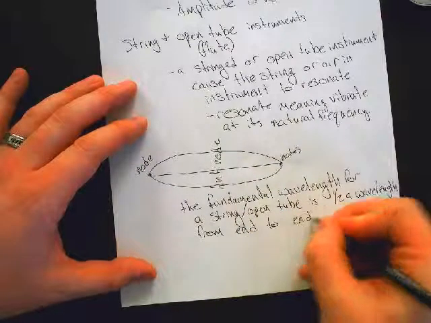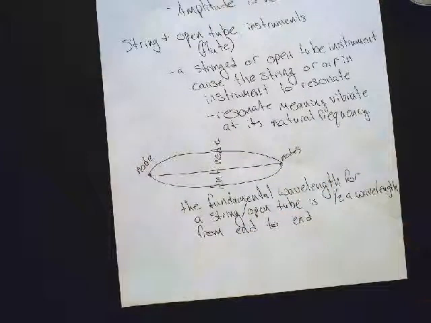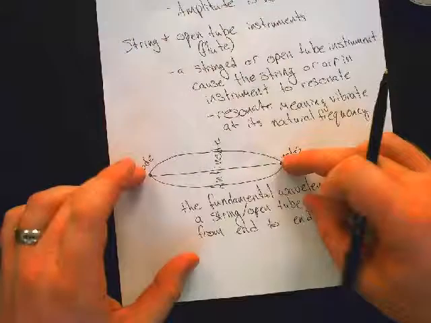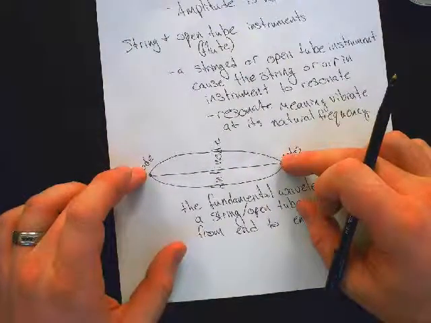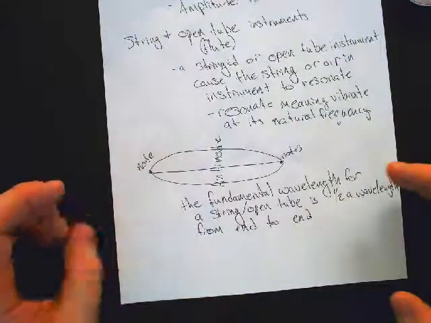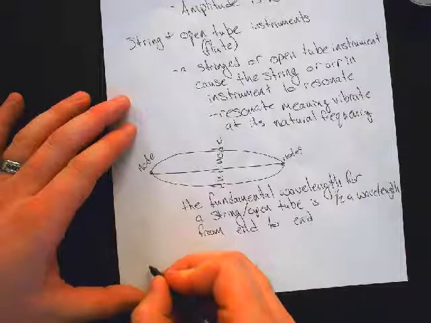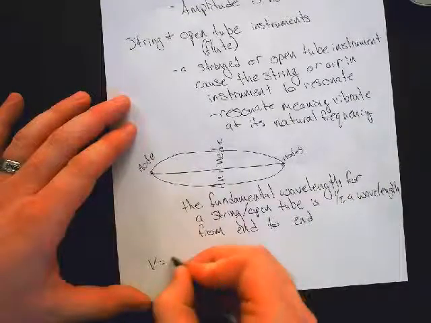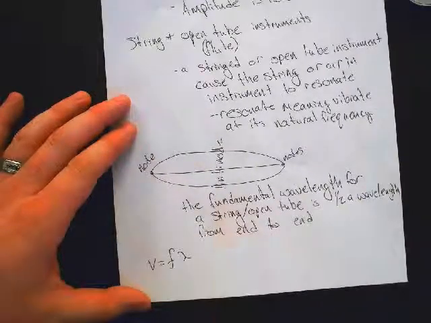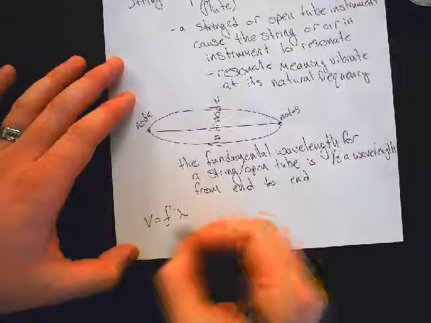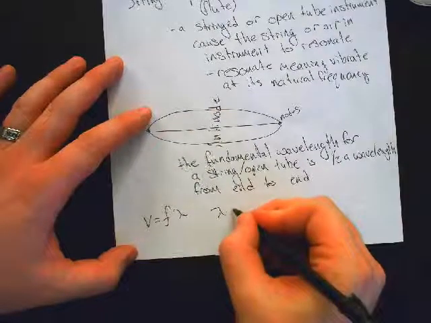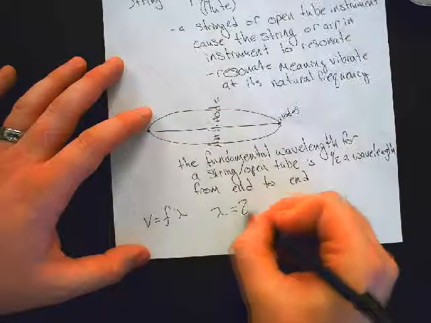So if I wanted to actually measure the wavelength of the sound wave being produced, how would it relate to, say, the length of my string in this case? It'd be double the length of the string. Okay? So if I take a look at my wave equation for speed, v is equal to f lambda, I now know that lambda must be equal to 2 times the length of my string.